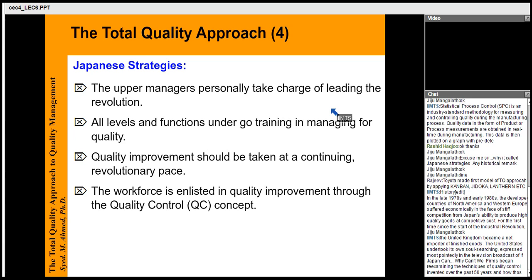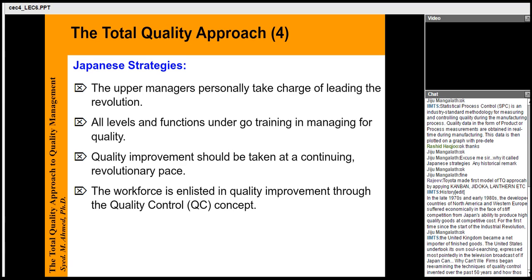Then the United Kingdom became a net importer of finished goods. The United States undertook its own soul searching, expressed more pointedly in the television broadcast of "If Japan Can, Why Can't We?" Firms began to re-examine the techniques of quality control invented over the past 50 years and how those techniques had been so successfully employed by the Japanese.